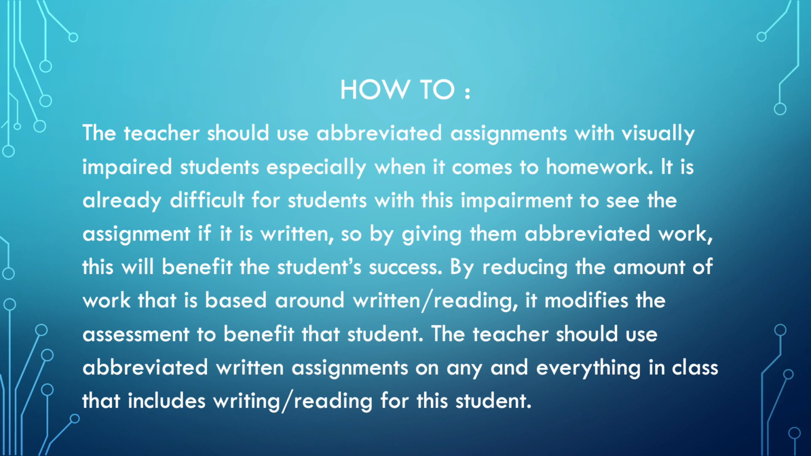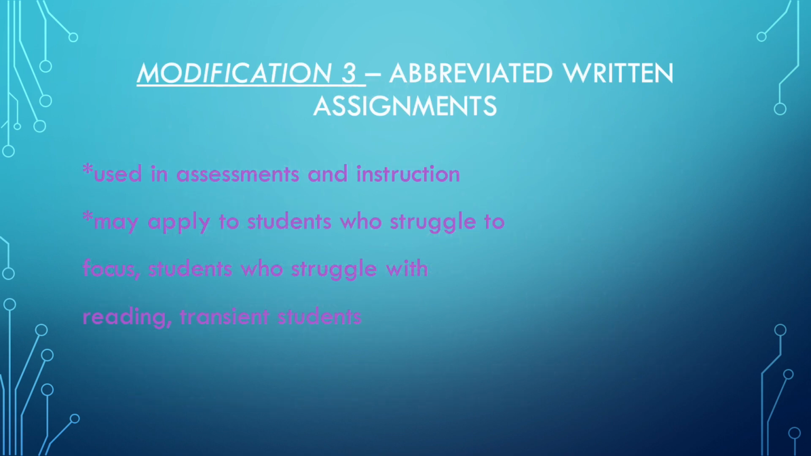The teacher should use the abbreviated written assignments on pretty much anything in the class for these visually impaired students that includes writing and reading. So abbreviated written assignments would be used in assessments and instruction. If possible, they should be given orally. However, not everything can be, so if it's going to be written, it should be abbreviated. This also may apply to students who struggle to focus, because writing for however long, however much they're required to write, they may lose focus and lose their engagement for it.